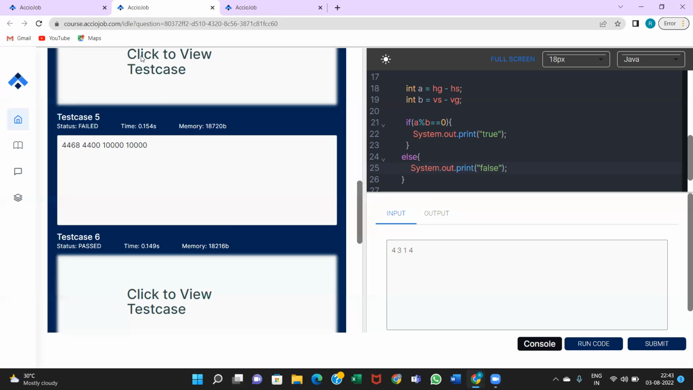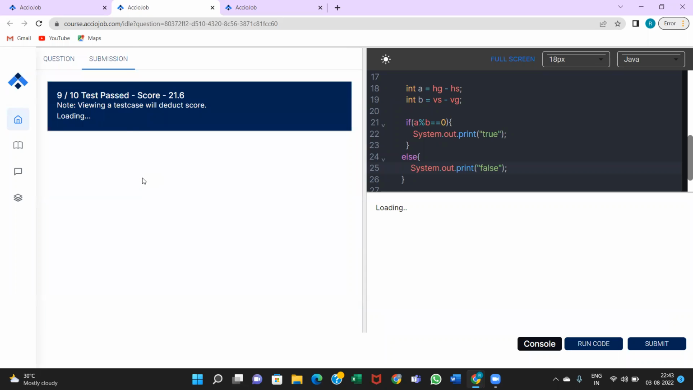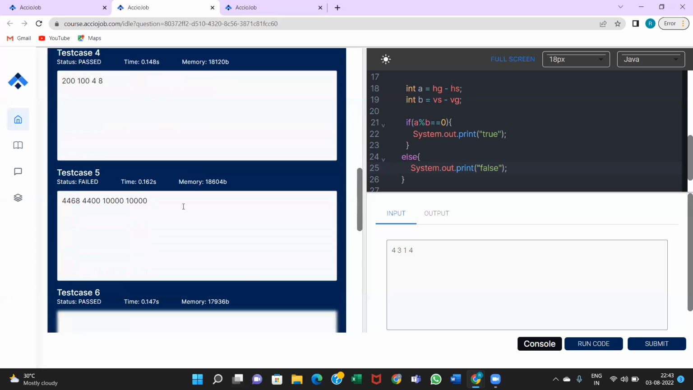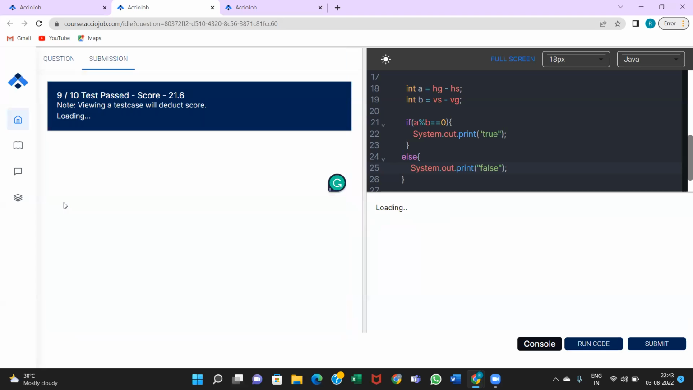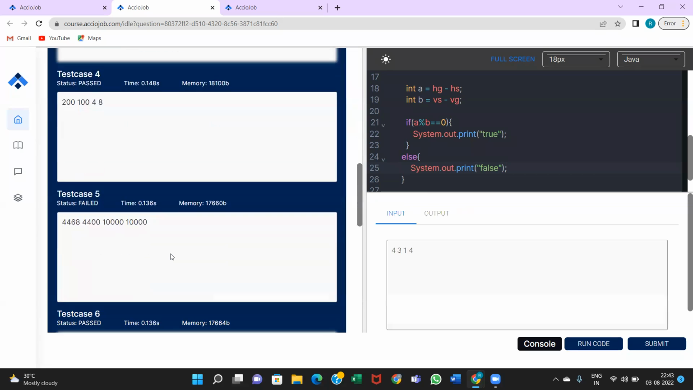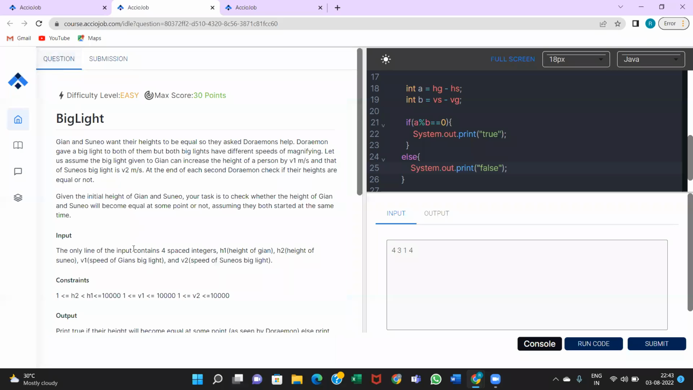Okay. How are the other test cases looking? Okay, when you are having 10,000 as your answer, and what is the okay?